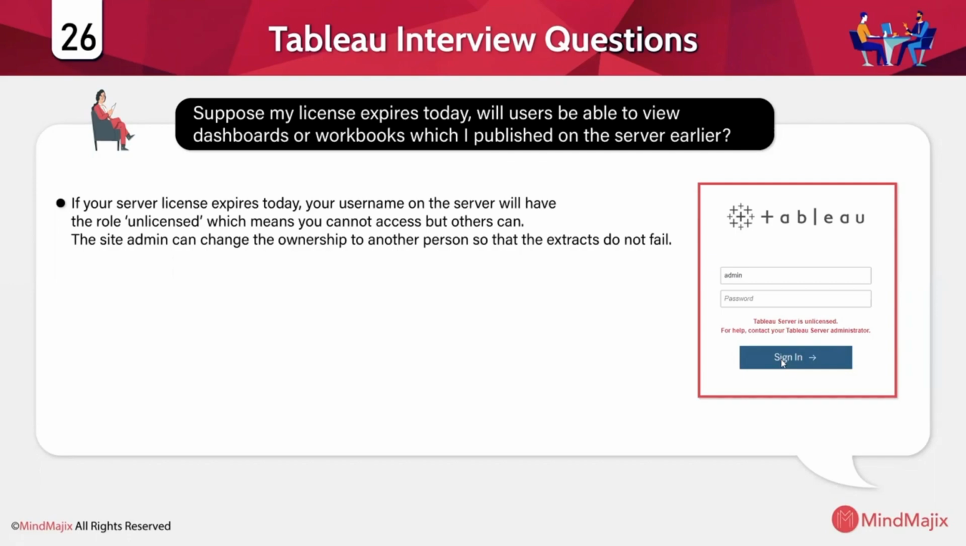Your colleagues are able to view whatever you have done, but the main role here is played by the admin. The site admin can change the ownership to another person, so they can expect it not to fail. That's why the employee as well as the admin can settle this condition.